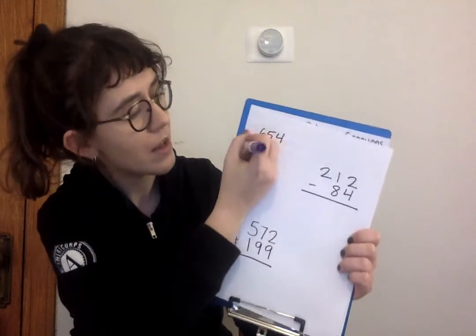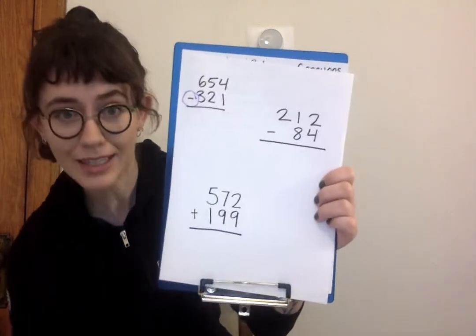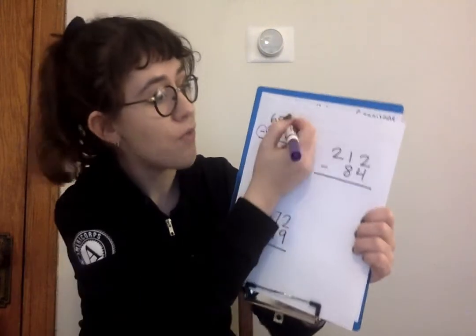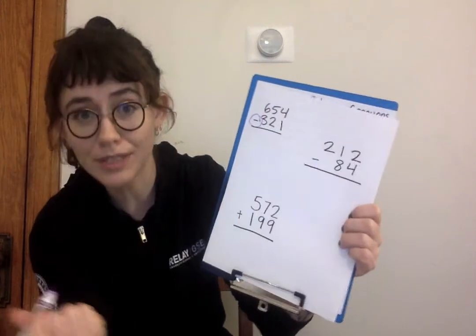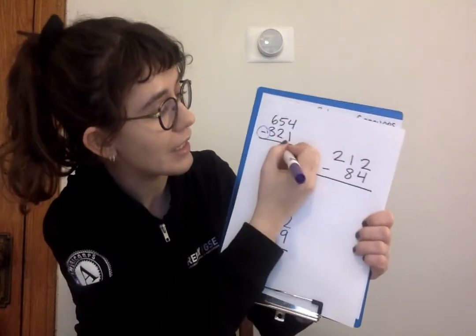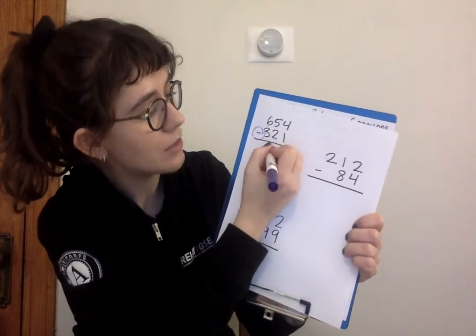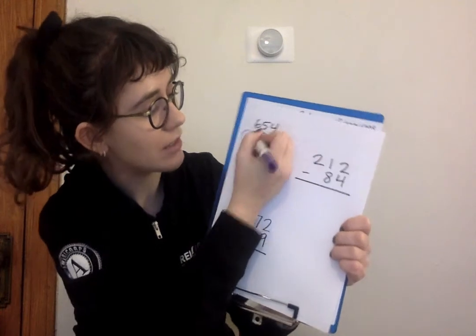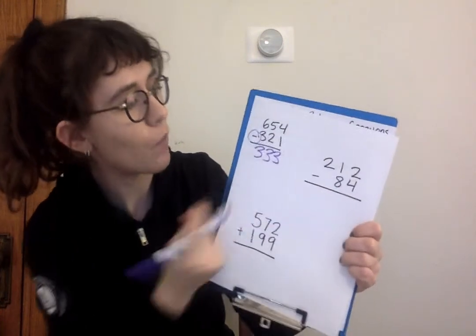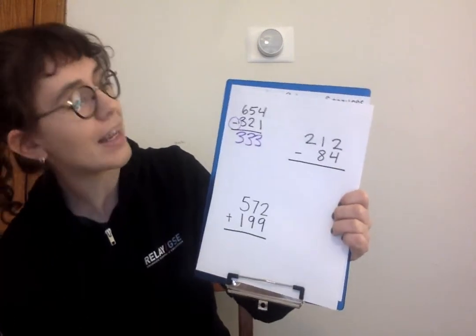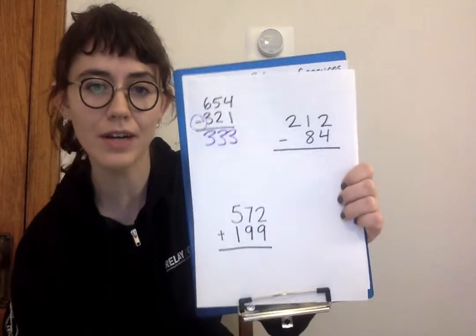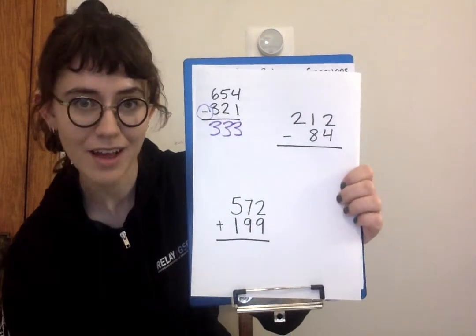First one, when I circle this, it tells me that we're subtracting, so we're taking away. 4 minus 1, more on the top, no need to stop. We've got 4 minus 1 is 3, 5 minus 2 is 3, 6 minus 3 is 3. Whoa, 654 minus 321 is 333. All right, let's do the next one.